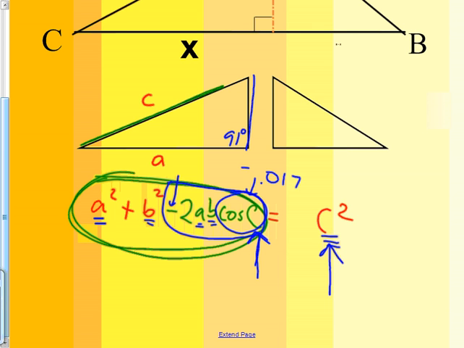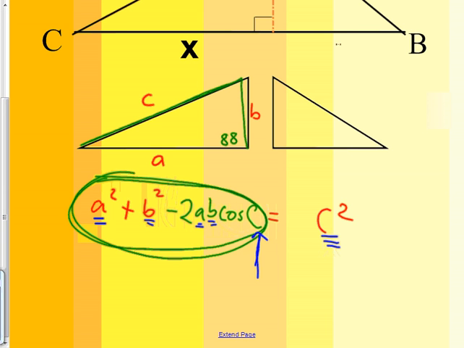Now, one more thing that's kind of important about this formula is that you can rewrite it. And right now it's solved for c squared. Ooh.